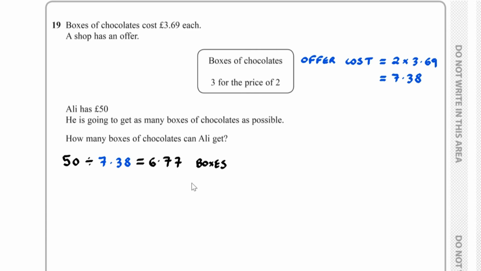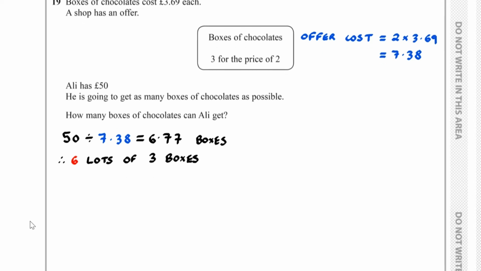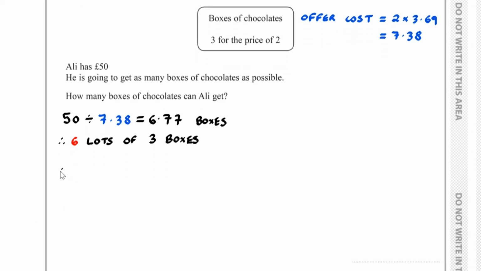Boxes, which means that we require 6 lots of 3 boxes. So we know that 6 lots of 3 boxes equals 18 boxes. And let's find out the cost of this.